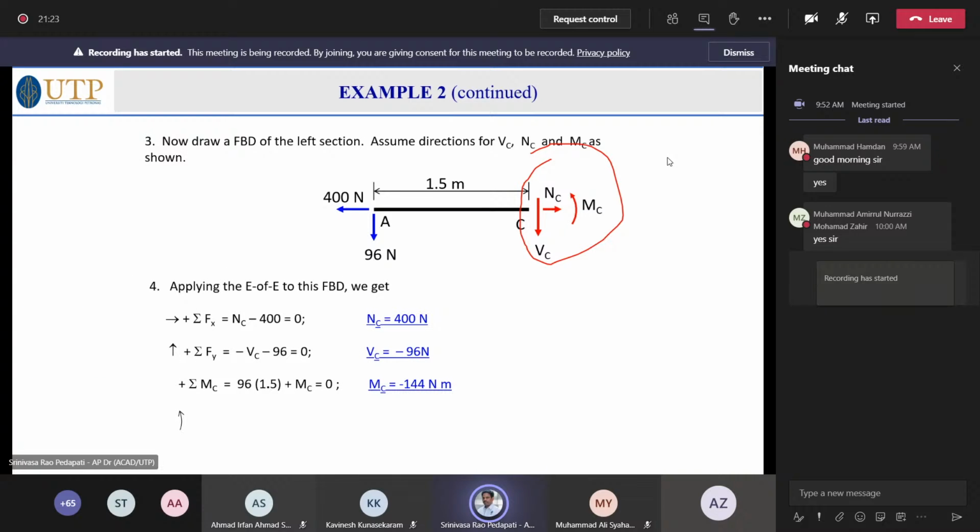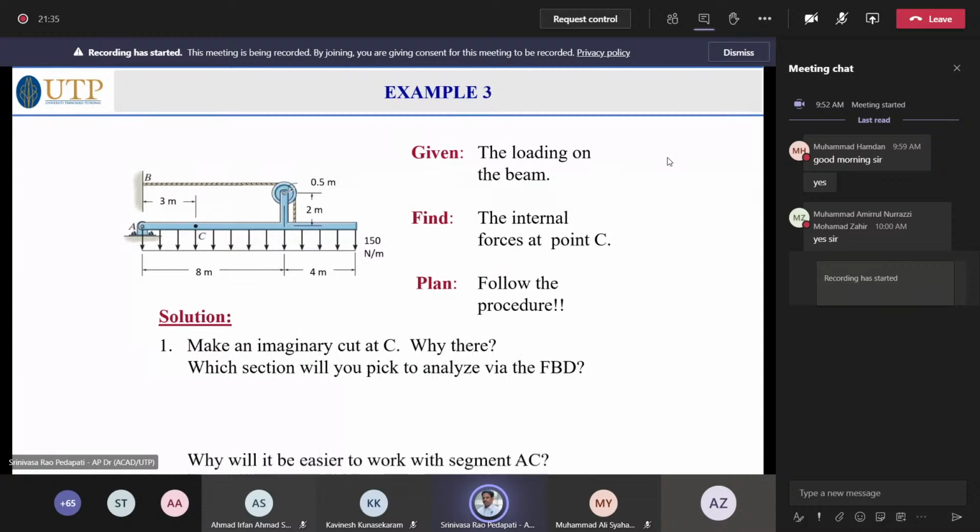So in this case, the left side is taken. The left side part is A, and it has reactions of 400 newtons and 96 newtons. Then we apply the free body diagram, and we get the required things.